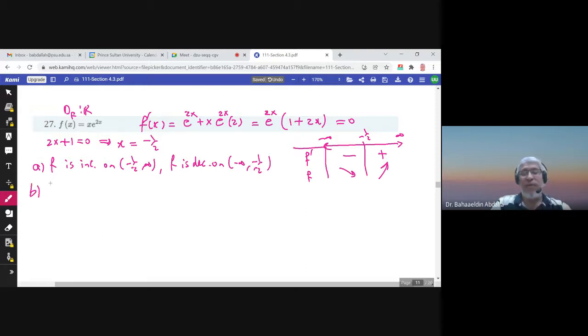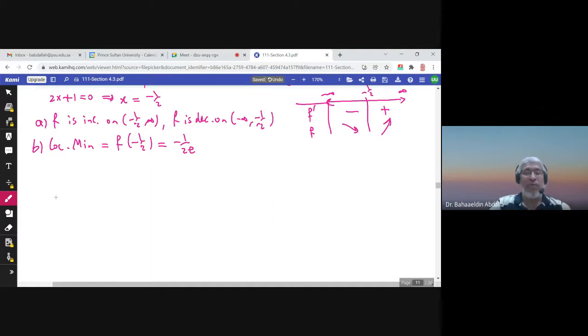And part B, I have a local minimum, and the local minimum is f of negative half. If you replace x by negative half, you will find negative half times e to the power 2 times negative half, which is e to the power negative 1. So I can write it below here. So this is the local minimum.